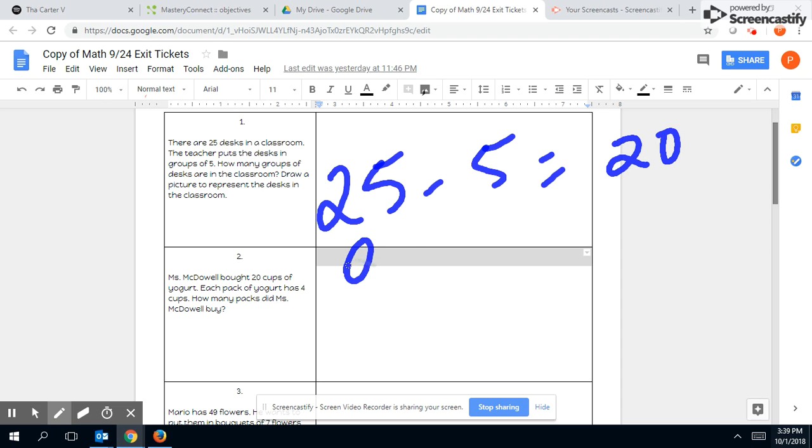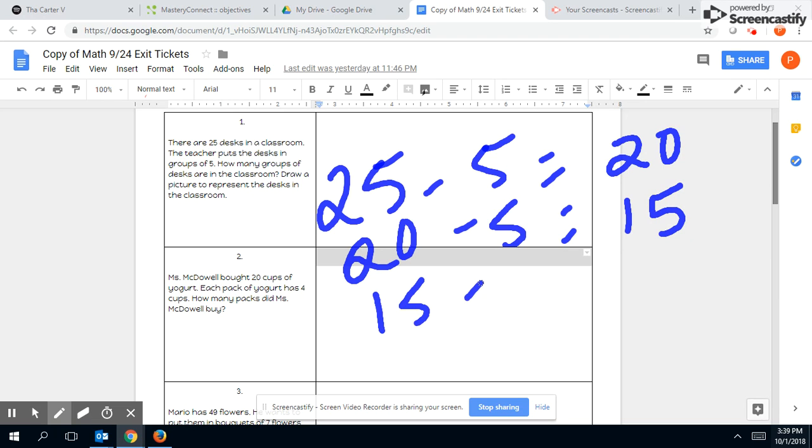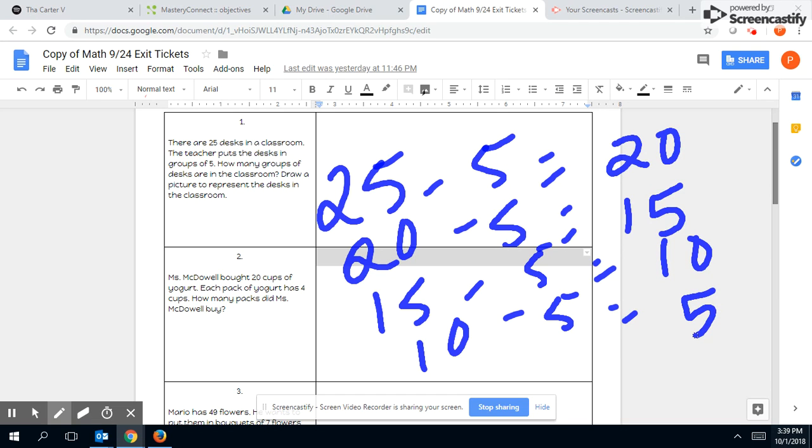I'm going to start back with 20 minus 5 equals 15. I'm going to have 15 minus 5 equals 10. And I'm going to have 10 minus 5 equals 5. Then I'm going to have 5 minus 5 equals 0. The desire is to get to 0.